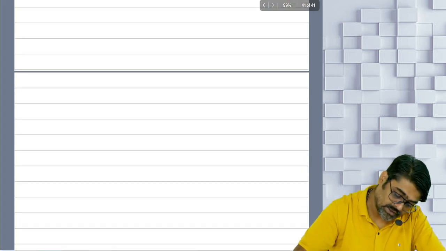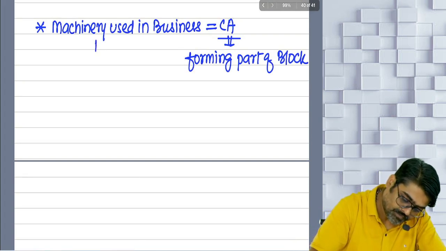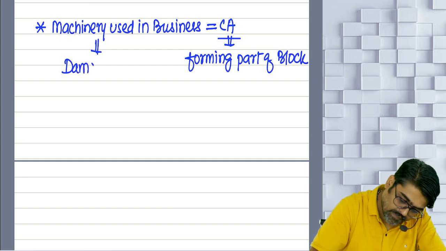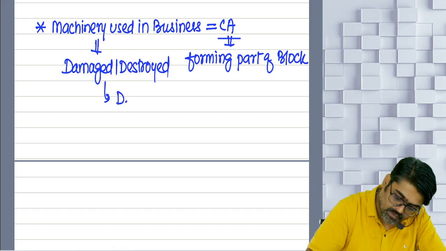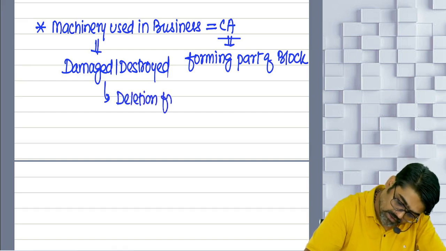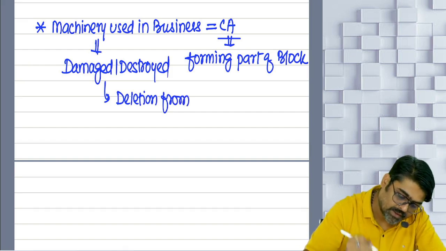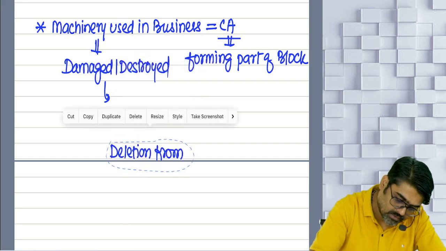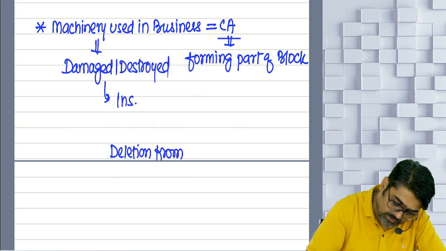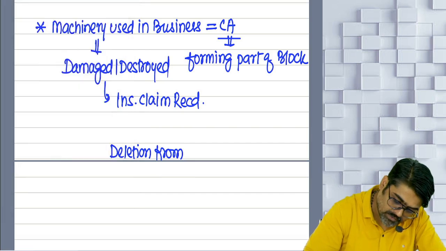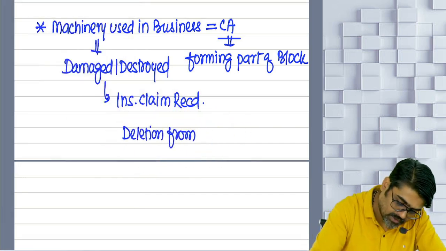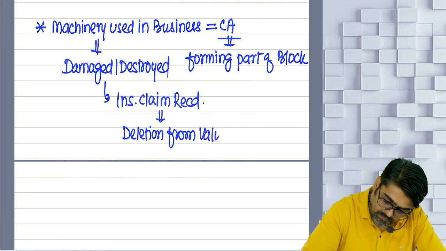So, machinery which was used in the business, even this was damaged or destroyed. Now, this damage or destruction is what? Deletion. Deletion from the block. It was damaged or destroyed, and against that you are going to get insurance claim. Yes or no? That insurance claim received will be treated as what? Will be treated as deletion from value of block. Yes or no?